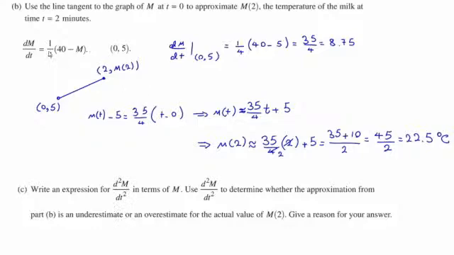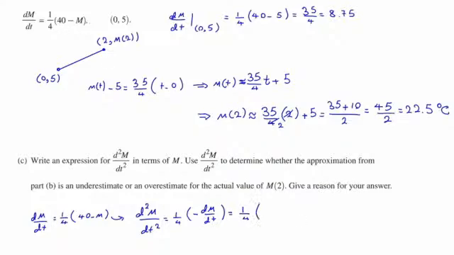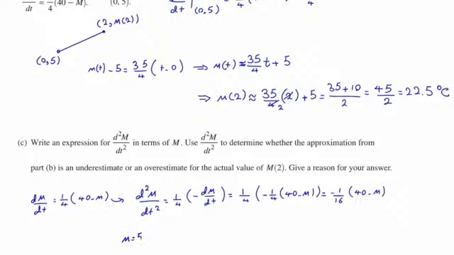Okay, if you want to calculate, we know dm dt equals 1/4 of 40 minus m. Now if we take the derivative with respect to t again, it will be 1/4 of negative dm dt. Again, we can use this. It will be negative 1/4 of 40 minus m, and it will be negative 1 over 16 times 40 minus m. Because we're approximating at 0, 5, when m is 5, d squared m dt squared is negative 1 over 16 times 40 minus 5, and it will be negative 35 over 16.